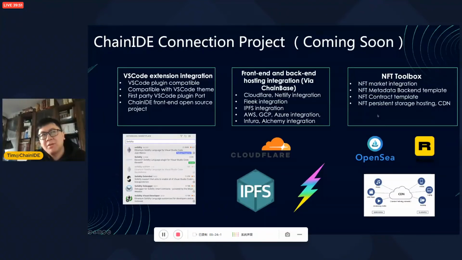Okay, the third part is the NFT toolbox. The name isn't quite interpretive, but the NFT toolbox basically means that we want to connect ChainIDE with different NFT marketplaces and different NFT solutions, right? So we want to integrate ChainIDE with OpenSea, Rarible, and other marketplaces on BSC, and also a metadata backend template, right? So it's one click to create different metadata formats, and also a smart contract template, persistent storage, hosting, and CDN. That's also via Chainbase. Yeah.